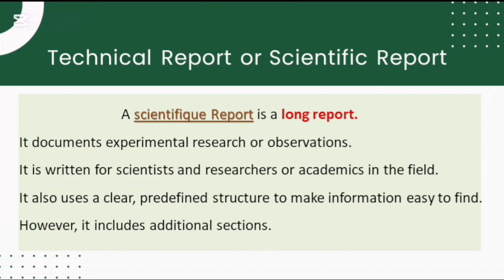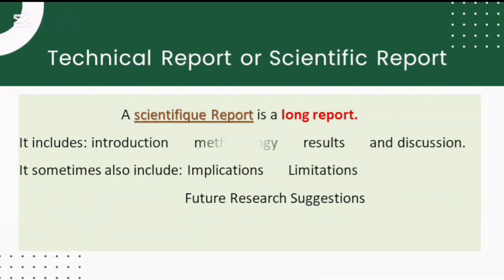However, scientific reports include additional sections. The structure of a scientific report goes as follows. It starts with introduction, then moves to methodology. Methodology is the tools used to gather data. Did the researcher use questionnaires, interviews, or experiments? Then after that, we find a paragraph about the results. What findings did the researcher reach?